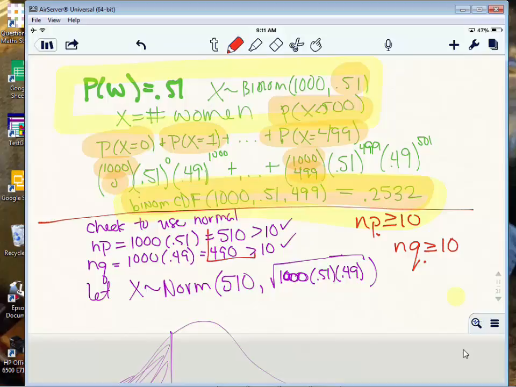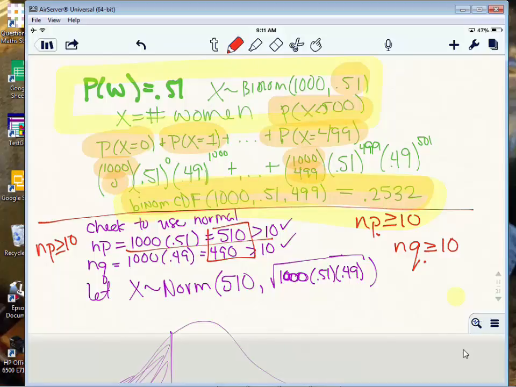Notice the number is written in. You have to write the number in. You cannot just say NP is greater than 10. AP will give you 0 points for that. They are looking for 510 is greater than 10 and where you got it.